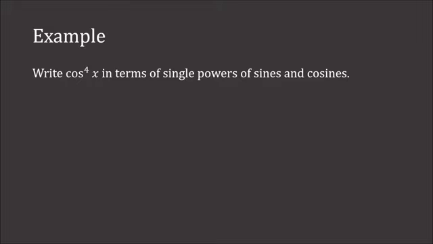What we want to do now is write cosine to the 4th x in terms of single powers of sine and cosine only. So start with cosine to the 4th x. We can write this as cosine squared of x, squared. Now the reduction: 1 plus cosine of 2x all over 2, and that should be squared.